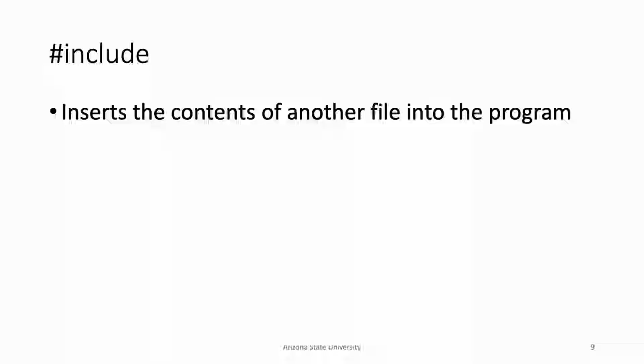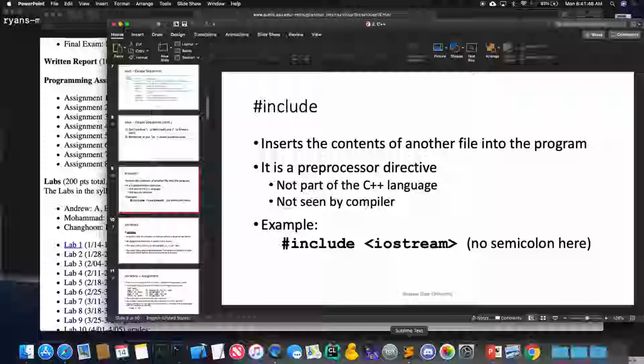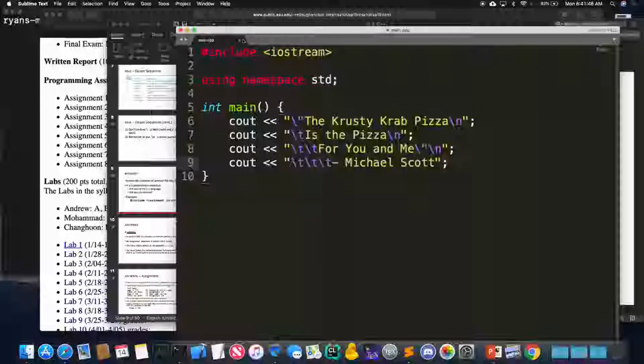So if we look back at the example that we did last time, we saw that we have this hashtag include IOStream. So IOStream has code that we want to use. What kind of code do you think it contains? Just by looking at the name, IOStream. Right. So the IO in the IOStream stands for input-output. So if we want to have some code that's related to getting input or producing output, IOStream is the way to go.